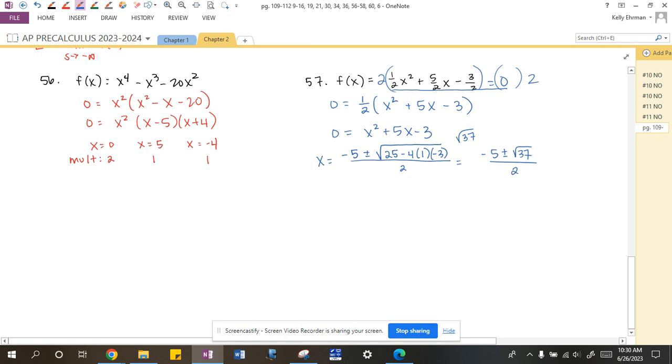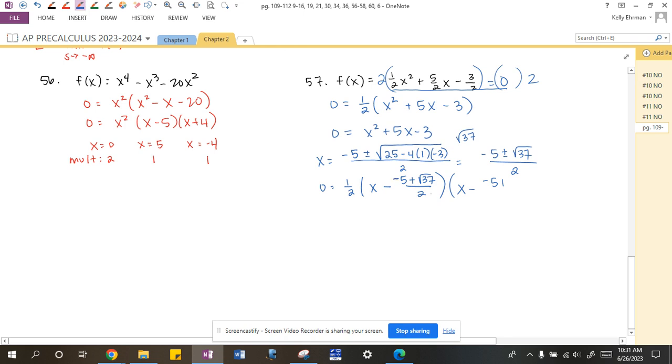Now, what's the multiplicity on that? If we were to show this factored out now, here's how it factors. We don't normally do this, but normally if 5 is a 0, you got x minus 5. If -4 was a 0, x minus -4. So I'm going to write it like this. x minus (-5 plus radical 37 over 2), x minus -5. Oh, sorry, this is -2.